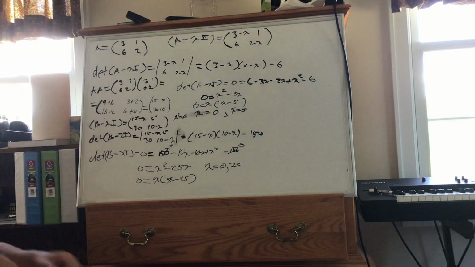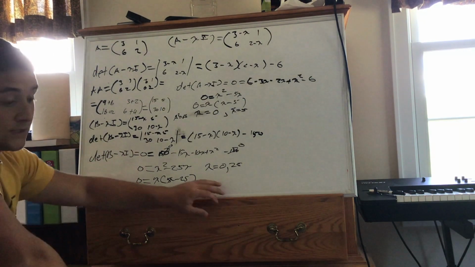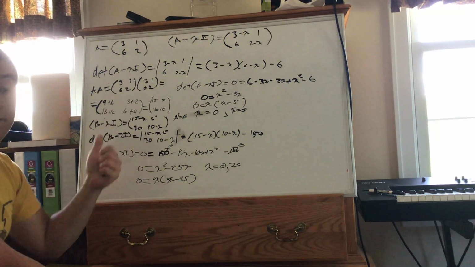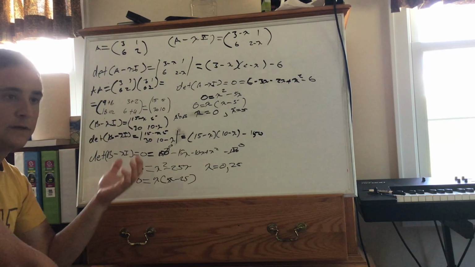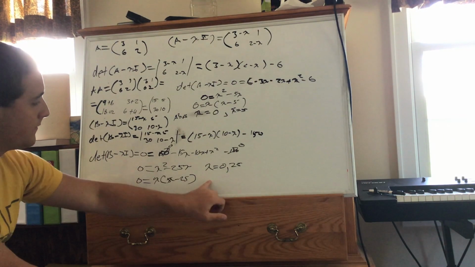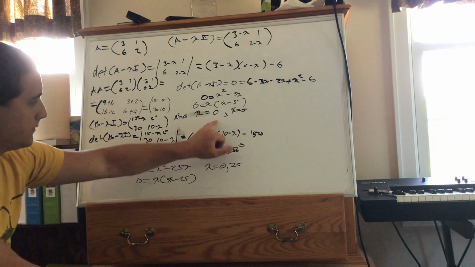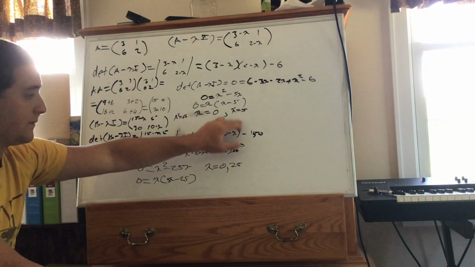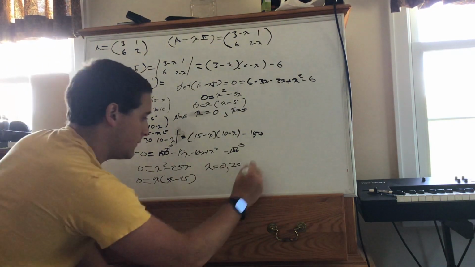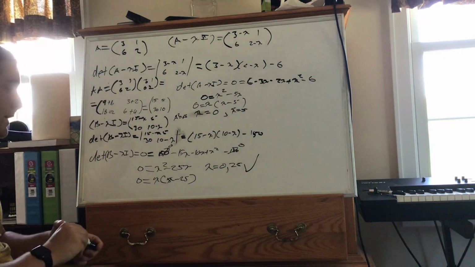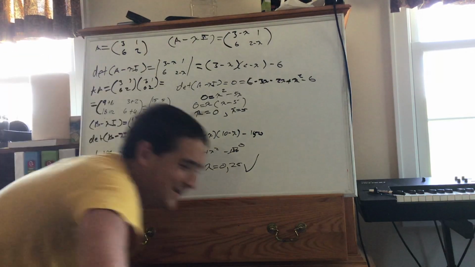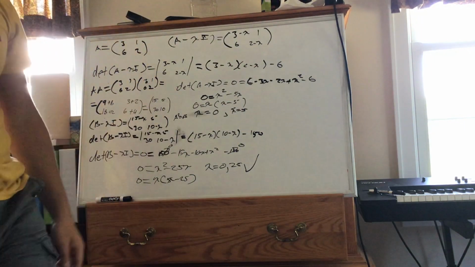Easy. So this proves our point that if lambda is an eigenvalue of A, then lambda squared is an eigenvalue of A squared. That's what we got right here, because 0 times 0 is 0, and 5 times 5 is 25. So this is my proof, my answer. And that's all there is.